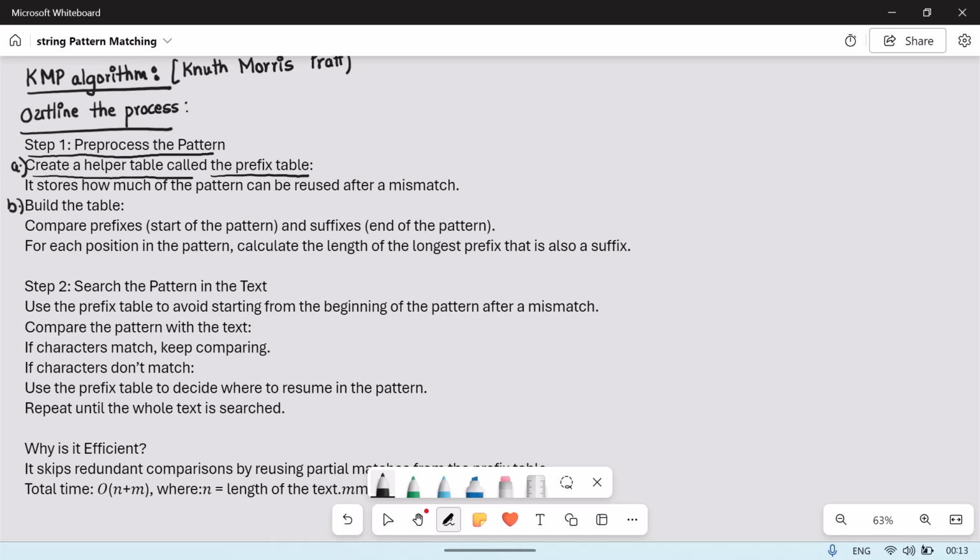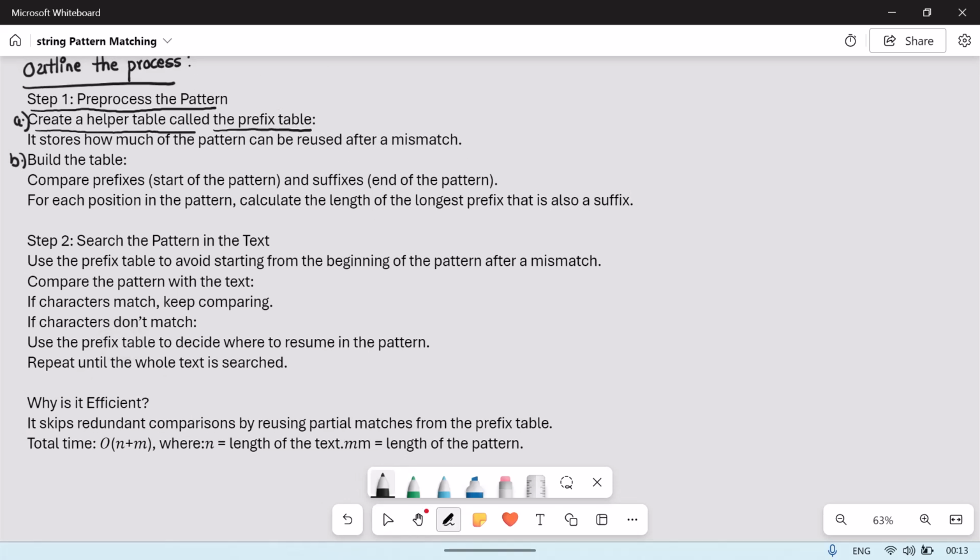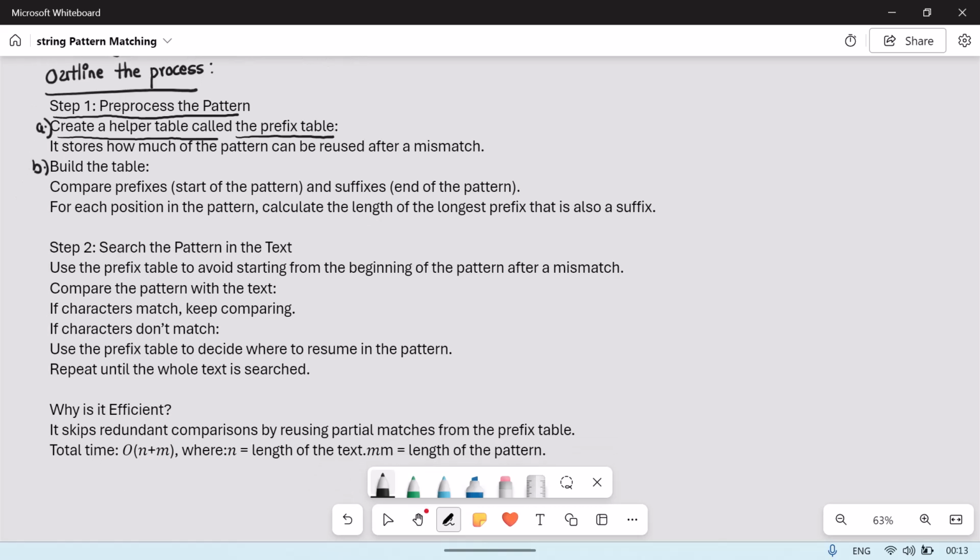Compare the pattern within the text. If the characters are matching, keep comparing. If the characters do not match, use the prefix table. Why is this efficient? It skips the redundant comparisons by reusing the partial matches from the prefix table. The total time needed is big O of n plus m, where n is the length of the text and m is the length of the pattern. Don't get confused with this text; I have written it like a paragraph here.